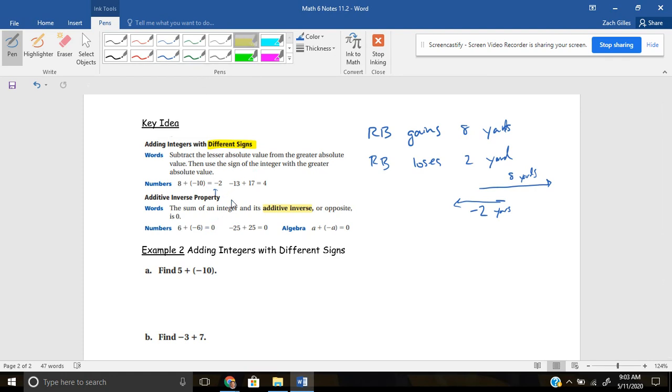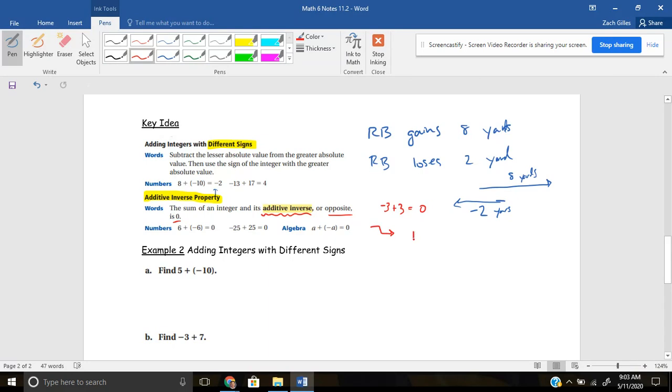And then they also stick in this additive inverse property. It says the sum of an integer and its additive inverse, or opposite, is 0. Anytime you hear this fancy vocab word, additive inverse, that just means opposite. So it's saying when you add an integer and its opposite, like in the example before, -3 plus 3, you always get 0. Always, always, always. 6 plus -6, 0. -25 plus 25, 0.